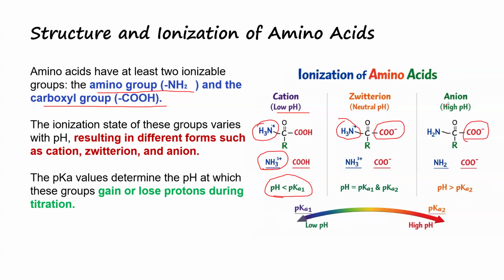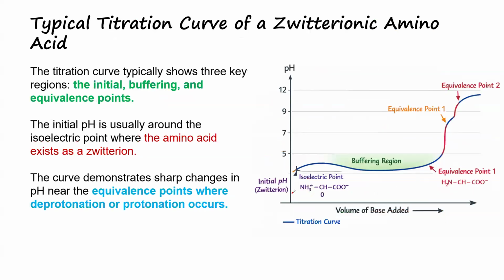It is an anion because of this negative charge on the carboxylic group, and it is positive, that is a cation, because of the positive charge on the amino group when the pH is low. So that is why it is cationic, or it is a cation. And then very importantly, if the pH is equal to pKa, then it is at zwitterionic neutral pH. So now, what is the typical titration curve of a zwitterionic amino acid?